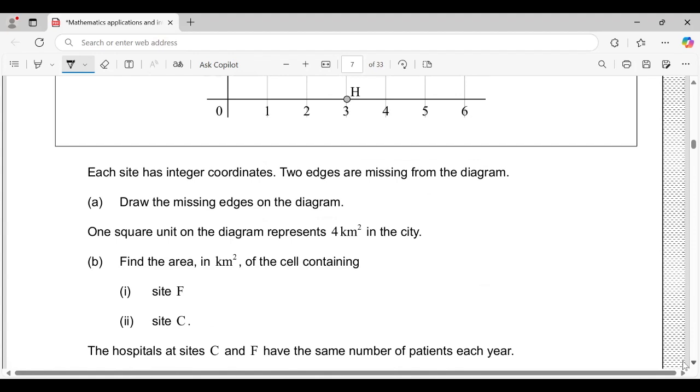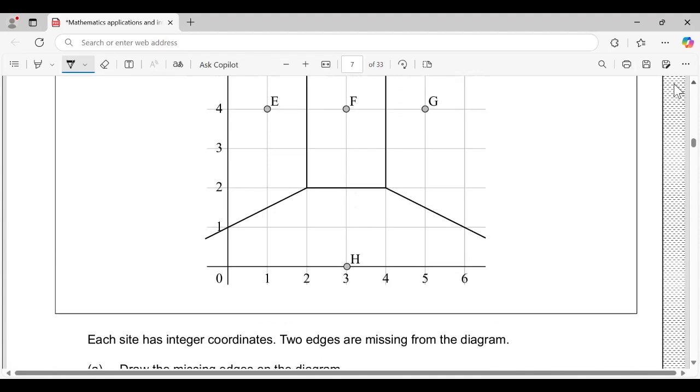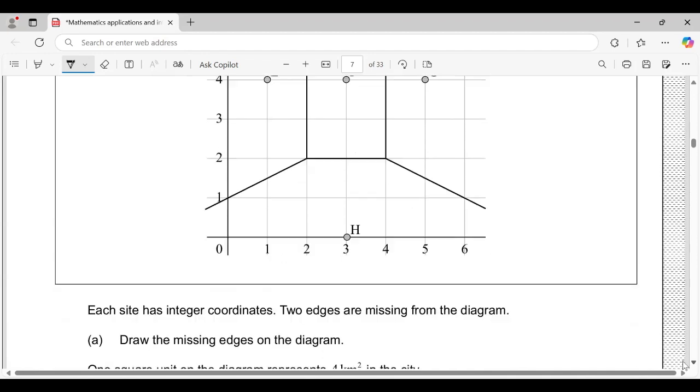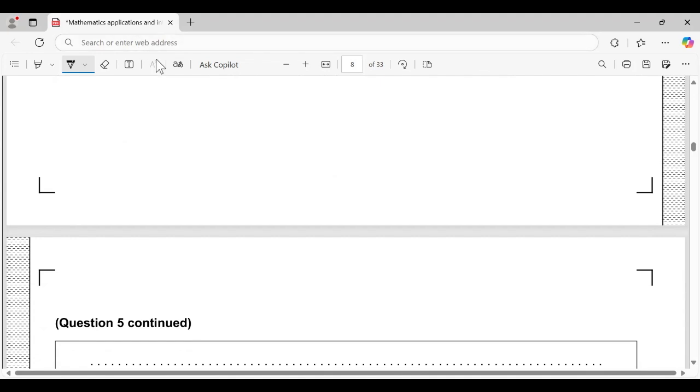1 square unit on the diagram represents 4 square kilometers in the city. Find the area in square kilometers of the cell containing F and C. On F, there are 1, 2, 3, 4, 5, 6 units. So F is 6 units times 4 square kilometers, and it is 24 square kilometers.